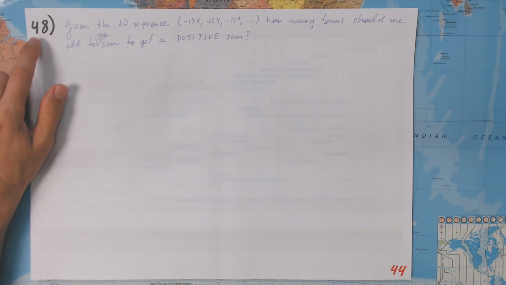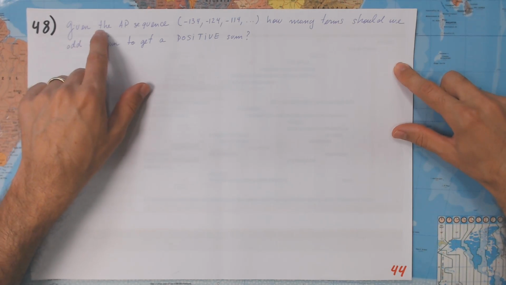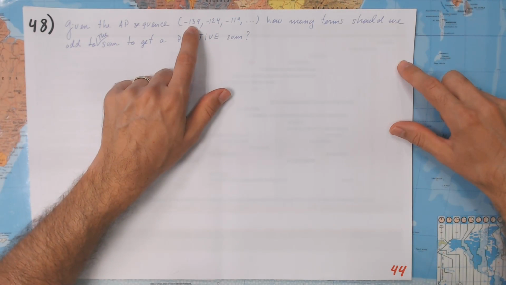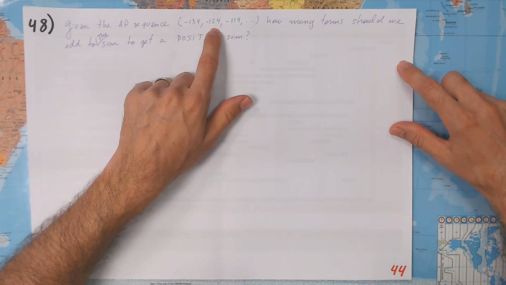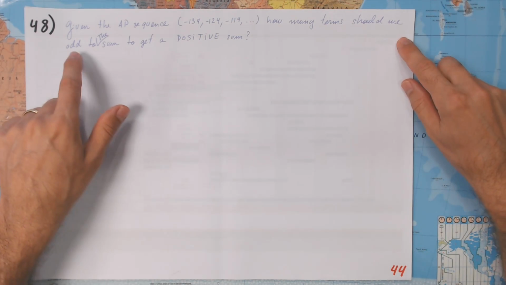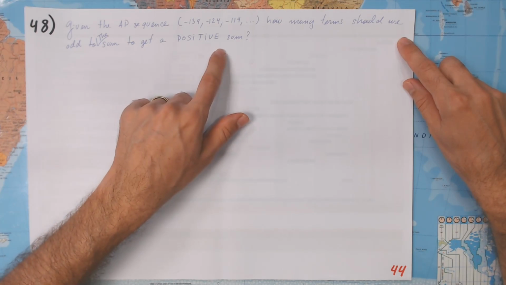Now let's see this exercise, number 48. Given the arithmetic progression sequence, negative 134, negative 124, negative 114, how many terms should we add to the sum to get a positive sum?